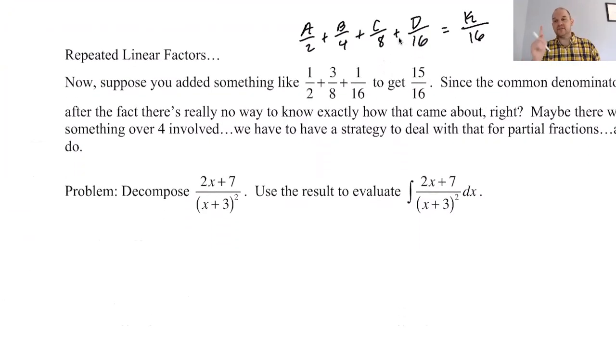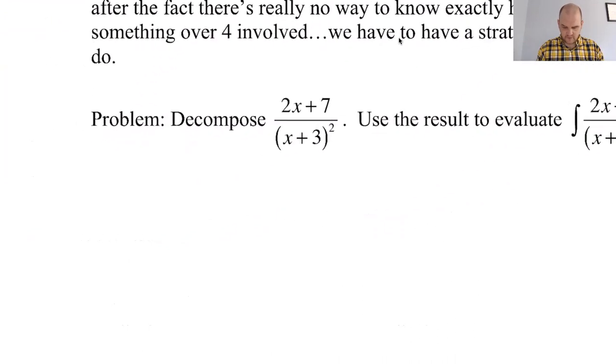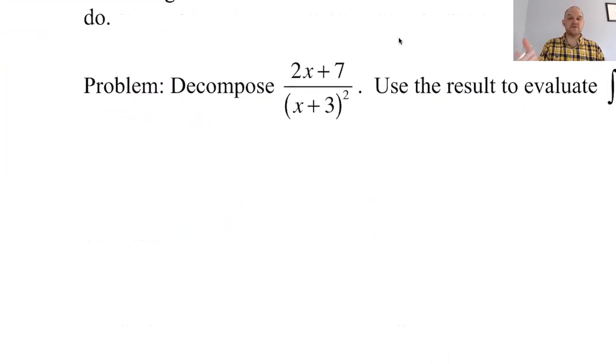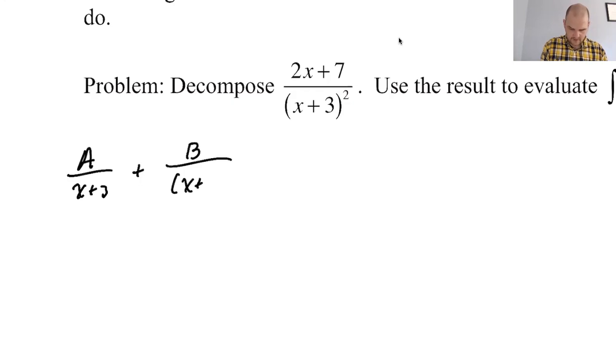Same rules apply, though. If it's a linear factor, we have to have a proper fraction, so what can go over a linear factor is a constant. Let's see if we can decompose this and understand what we're saying. We see x plus 3 to the second, so we could have started with something over x plus 3, and then something else over x plus 3 squared. So we're going to say a over x plus 3 plus b over x plus 3 squared is equal to 2x plus 7 over the quantity x plus 3 squared. 3s are my worst number to write, so I'm glad I chose so many of those.